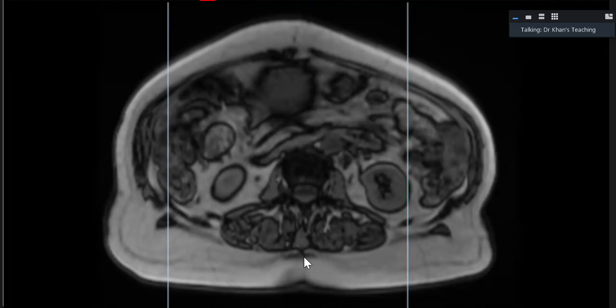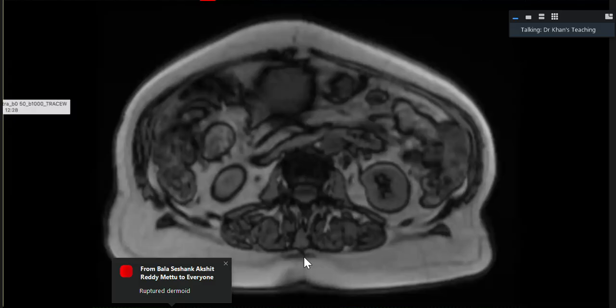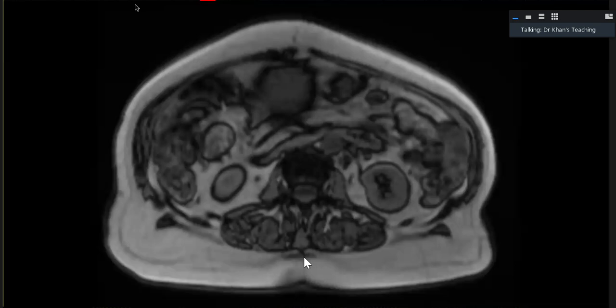Okay, thank you. Now, this case is immature teratoma. The most interesting part of this is that this patient is 78 years old. 78 is a very, very unusual presentation, so I did not want to go into that. That's why I did not give you the age initially. I did not want to misguide you.